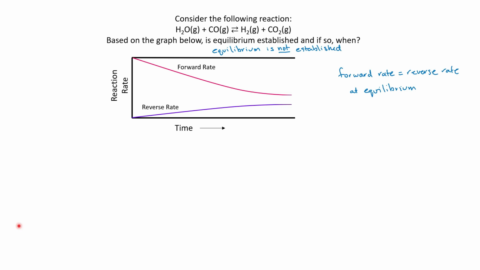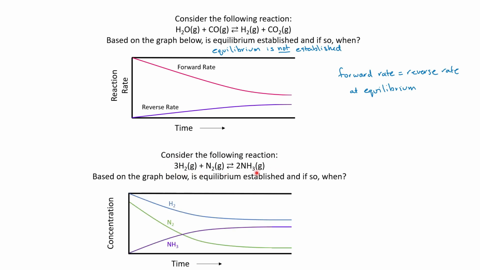Let's take a look at another question. Again, we're given another reaction in equilibrium, and still, based on the graph below, is equilibrium established, and if so, when? So again, we want to look really carefully at this graph. Which type of graph are we being shown here? Well, this is a concentration or amount versus time. So we need to think about what is true about the amounts or the concentration of all our species at equilibrium. Our amounts of all of our species must be constant at equilibrium. They may be equal, they may not be equal, they just must be constant.